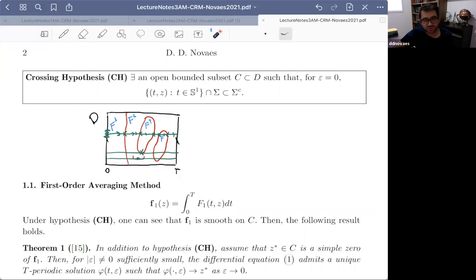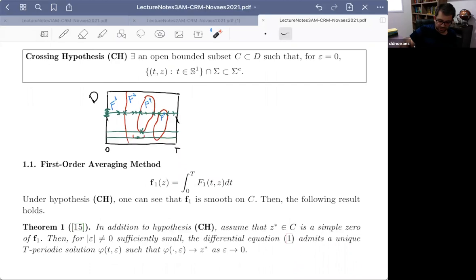Since the crossing region is a generic property of our differential equation, when I take epsilon sufficiently small and different from 0, this property still holds. That means that for initial conditions starting at C, the solutions of the perturbed system for epsilon different from 0 will still cross the discontinuity manifold only at crossing points. So in this case we can study these solutions just by taking compositions of solutions of smooth systems.